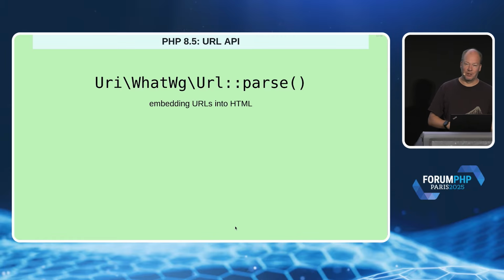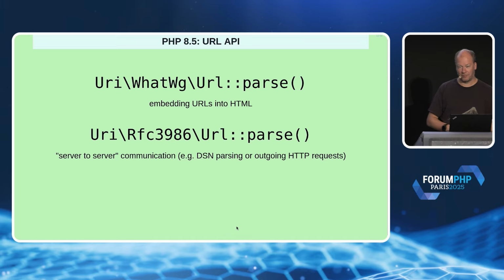But of course, we can't have just one, because that'd be too easy. There's also a second one, which has an even easier to remember name, which is Uri\Rfc3986\Uri::parse, which does the same thing, but with slightly different parsing rules. This one is more focused on server-to-server communication. Why exactly? If you want to know that, please read the RFC. It's only 40 pages long. I have not read it.